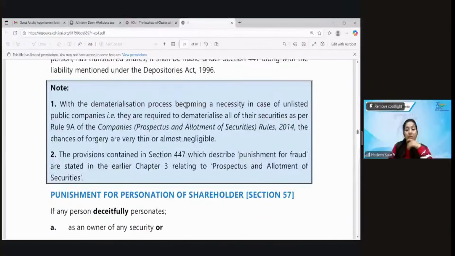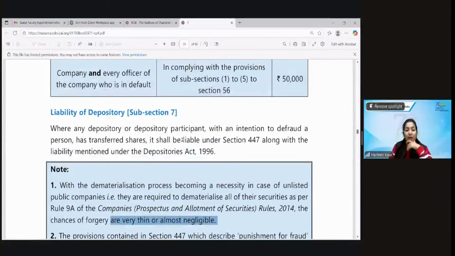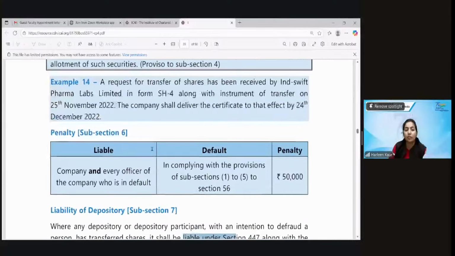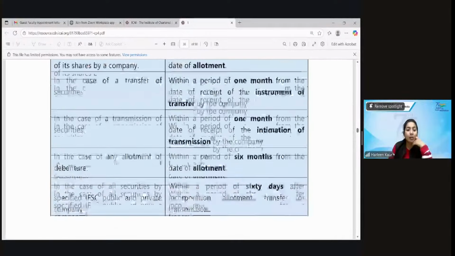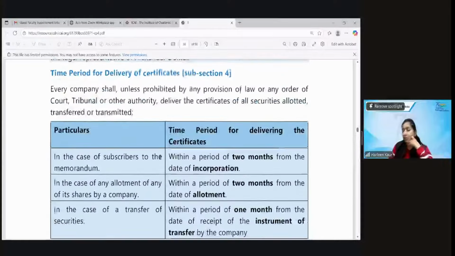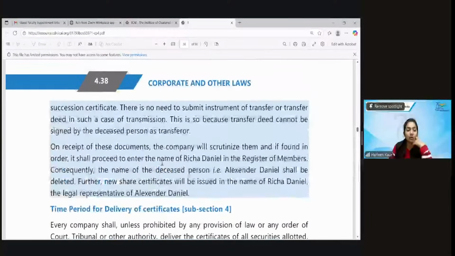In case the demat process becomes a necessity, companies are required to do the dematerialization of the security so that the chances of forgery are very thin and almost negligible. So again, 447 also becomes liable if you're transferring the shares with such kind of intention, which we have already covered in the chapter prospectus. Anyone having any doubt related to transfer and transmission of shares? Because we are now on this topic. So if you have any doubts, you can ask me.